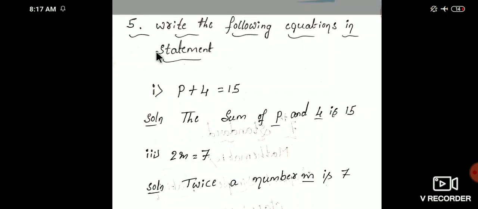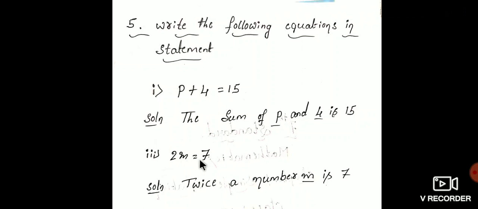Next, the third one, 2m is equal to 7. How many times of m? 2 times of m. 2 times a number m is 7, or twice a number m is 7. That is, 2 times of m is 7.